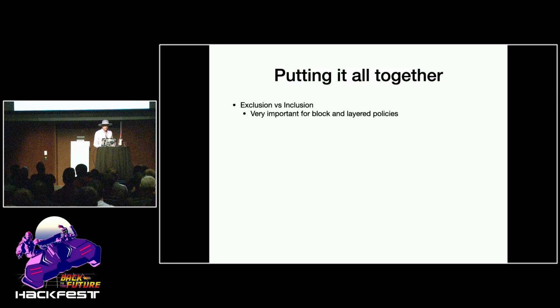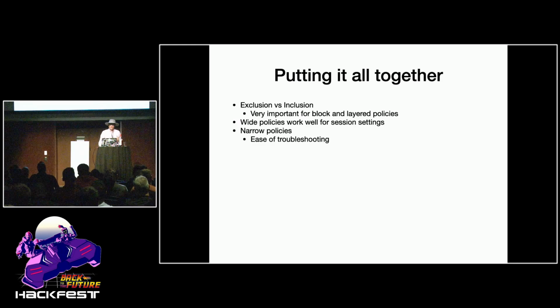Exclusion versus inclusion is important because we're trying to layer these policies throughout. Wide policies are better for session settings, but narrow policies are better for ease of troubleshooting, targeting a specific issue. OS-specific policies apply to a particular user base. So what's your user base? Is your user base all Macs or are they all Windows? If they're all Windows, why are you allowing Macs to have access to your stuff? Maybe they shouldn't be there. Or maybe you should just say they're only allowed access to web-based services because they're not trusted and you can't control them and your data's not where you want it to be.